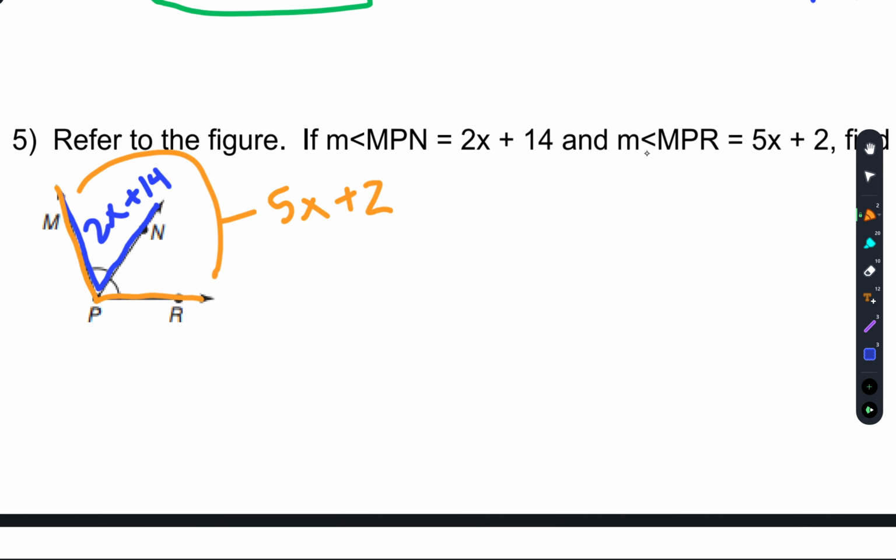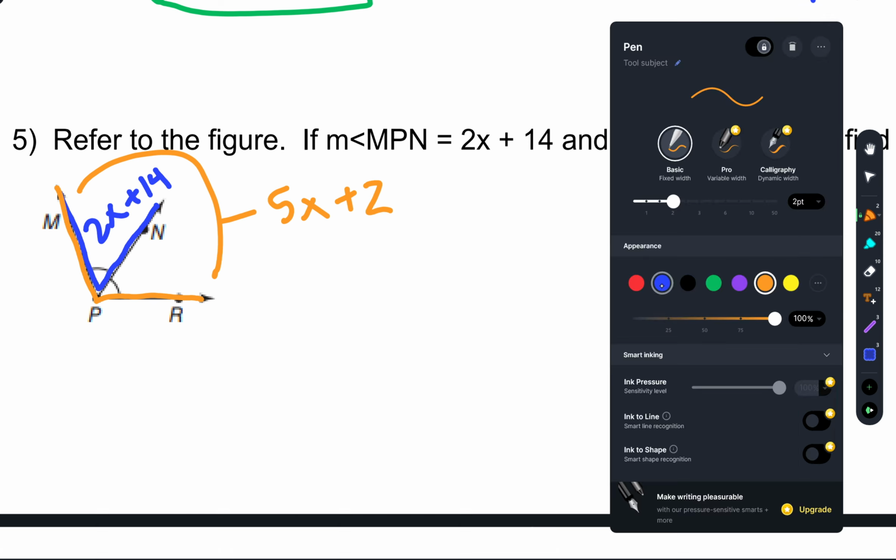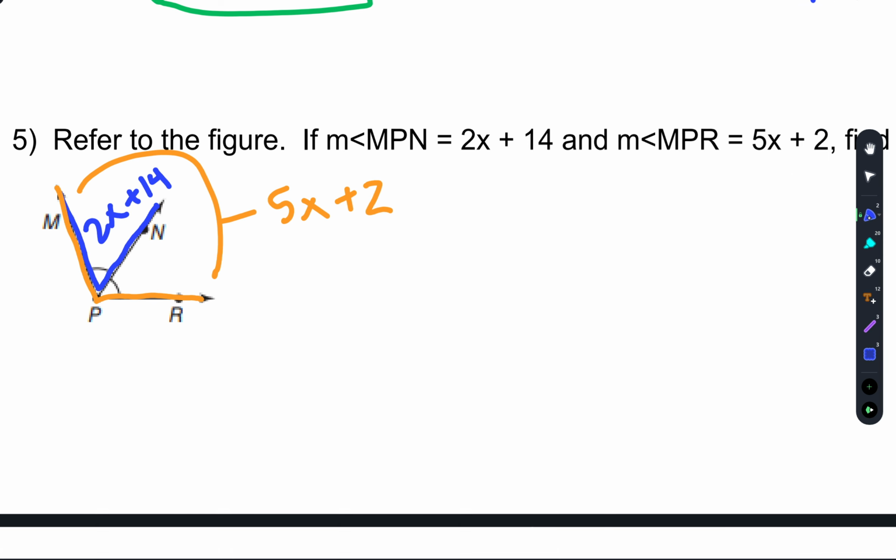What do I see about this diagram? How is that going to help me set this up? What do I know? Dahlia. You can double the first equation. Yeah, why do we know that? Yeah, we see these little congruent tick marks here. That tells me this is also 2x plus 14.